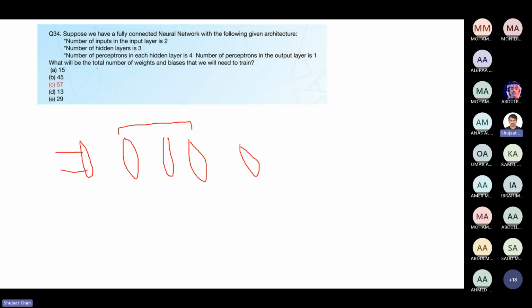Next, the number of hidden layers is 3 and the number of perceptrons in each layer is 4. So we have 4 neurons here, 4 neurons here, and 4 neurons here. The number of perceptrons in the output layer is 1. So 2, 4, 4, 4, 1. This is the architecture.